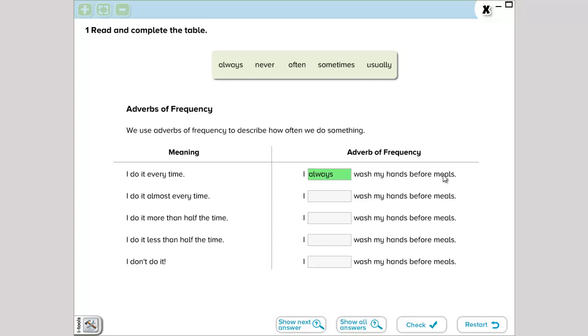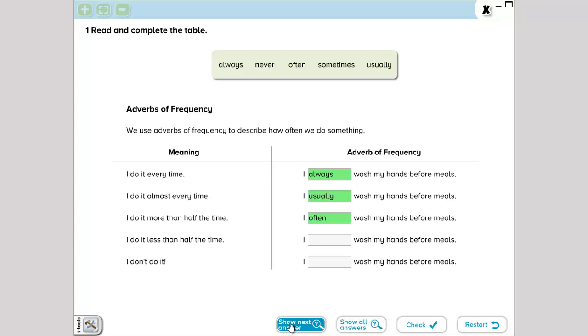I always wash my hands before meals. Number 2, I do it almost every time. Si lo hacemos casi todo el tiempo, it will be I usually. Okay, yo usualmente. Lavo mis manos antes de las comidas. Now, I do it more than half the time. Si lo hago más de la mitad del tiempo, it is I often. Yo a menudo, I often wash my hands before meals.